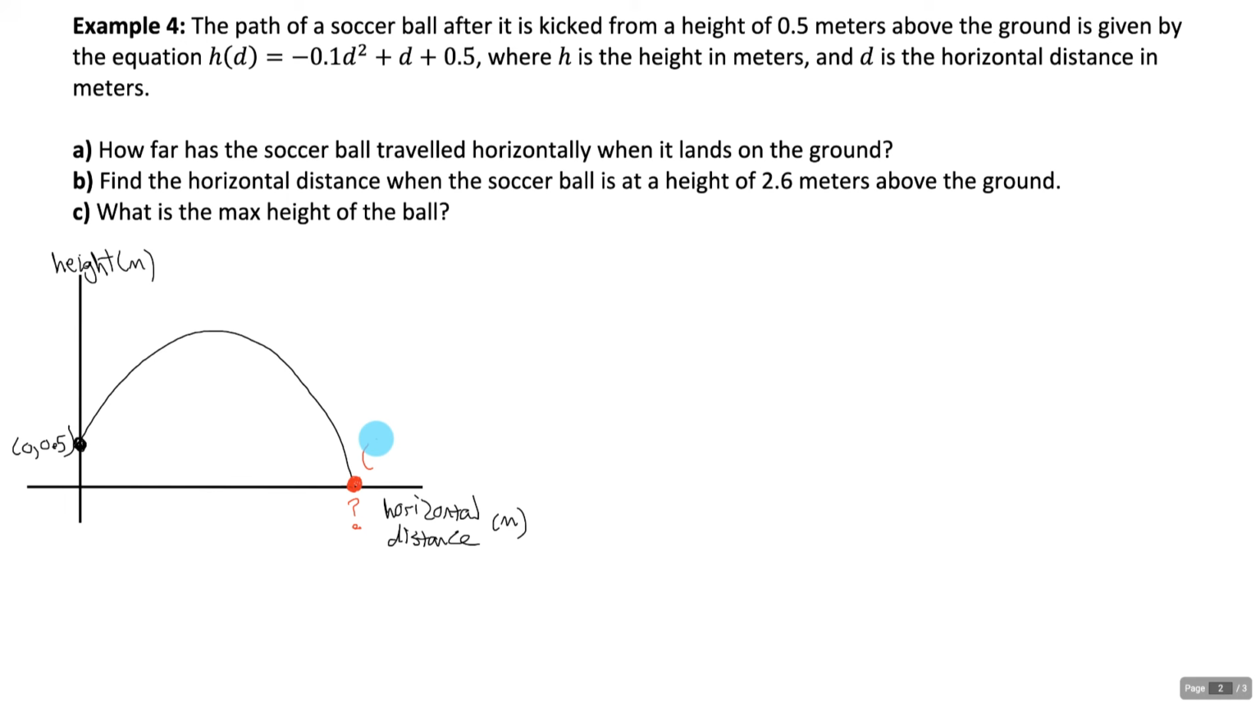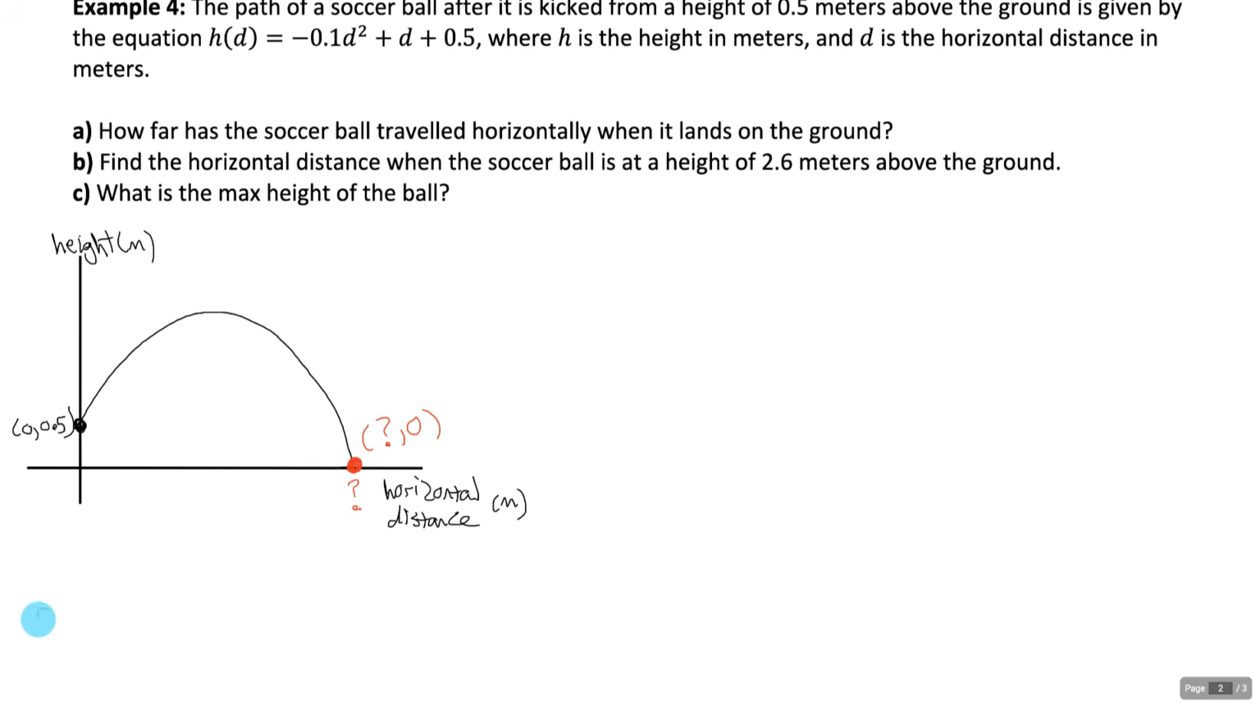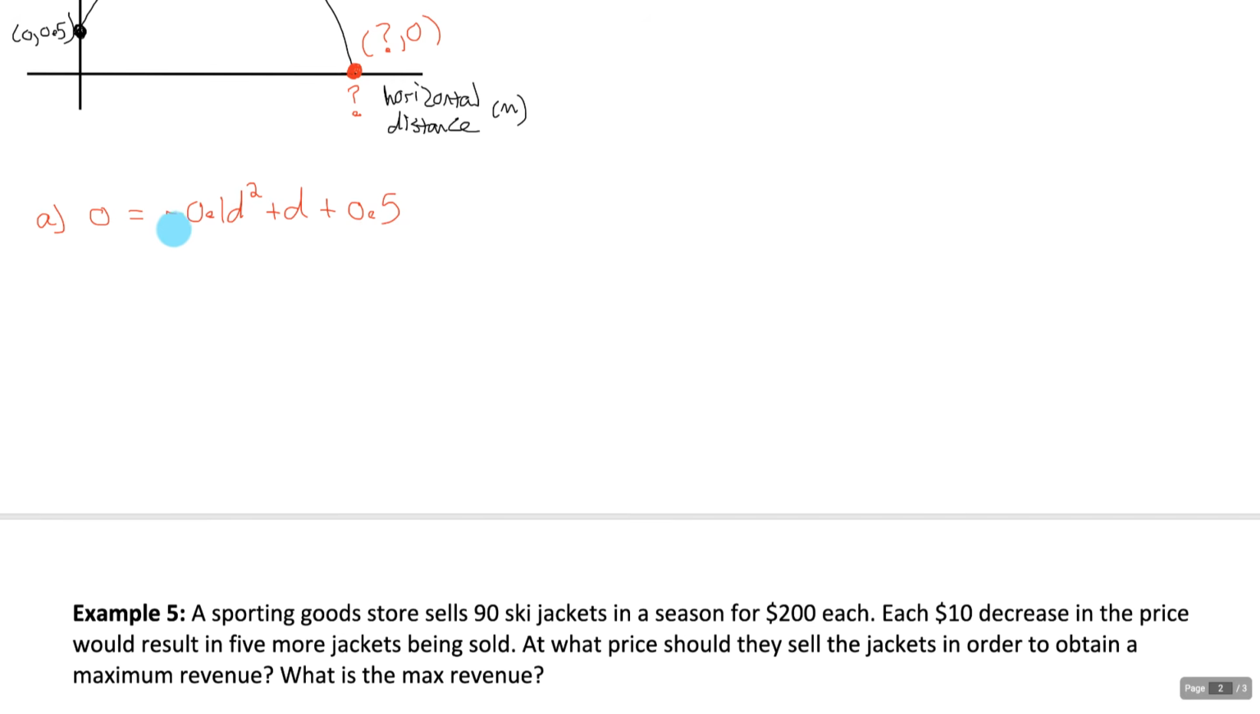So this point is what, comma 0. If we're going to solve for the d value that makes h 0, in the equation, we'll have to set the height to 0 and solve for d. And you'll notice I already have a quadratic equation set to 0. So to solve this, we're either going to try and solve it by factoring or using the quadratic formula. I might want to try and solve this one by factoring.